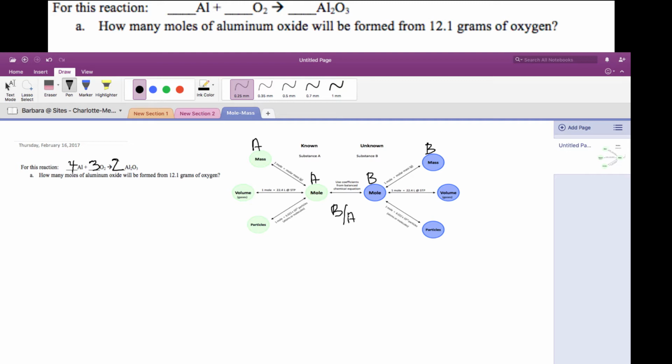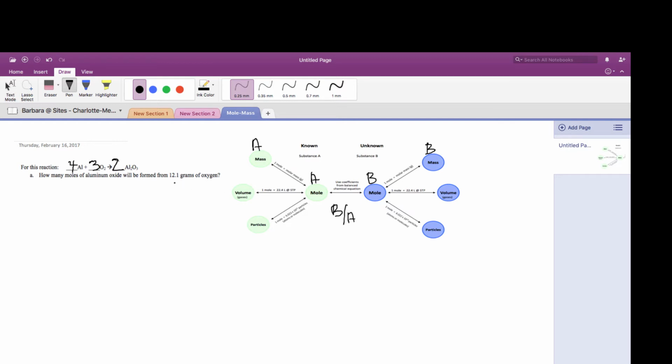So let's go ahead and read the problem. How many moles of aluminum oxide will be formed from 12.1 grams of oxygen? We have a balanced chemical equation here. The given is 12.1 grams of oxygen, so we identify that as A. It's asking us how many moles of aluminum oxide would be produced. Since that's what we're looking for, that is your unknown, and we identify that as B.